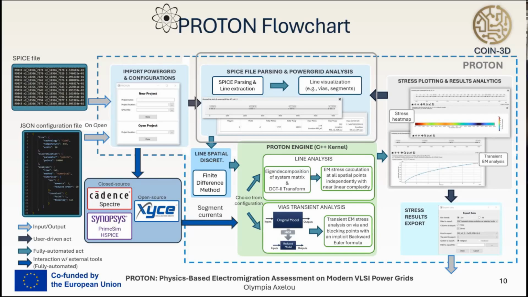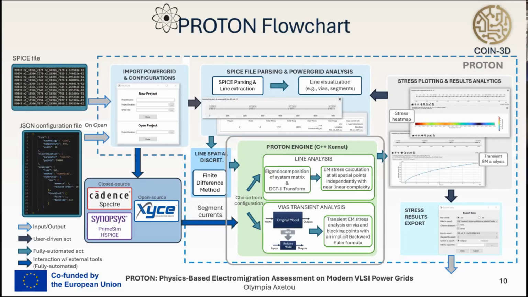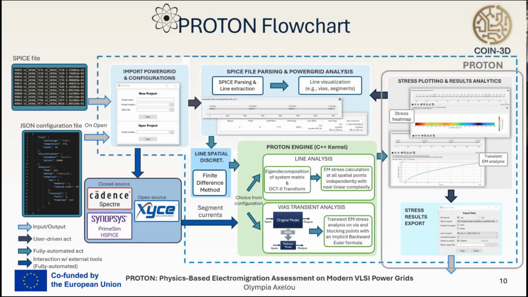After selecting the line and the desired configuration, for example, technology, temperature, the width of the line, etc., it discretizes the line using the finite difference method. Then, depending on the analysis, as explained above, the user can choose between the two previously discussed analyses that are integrated inside Proton. And finally, of course, the users can plot and extract the results.